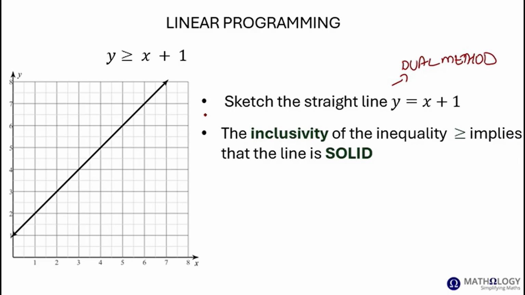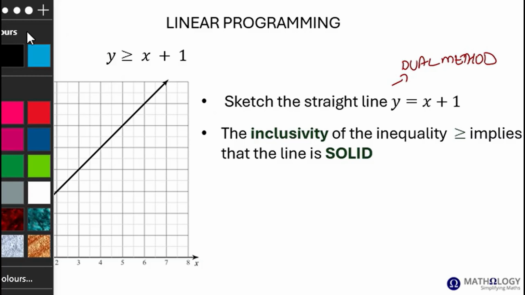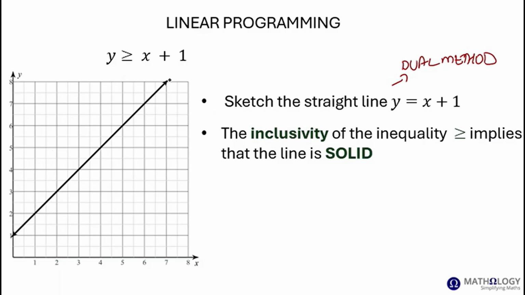In other words, the inclusivity we're referring to is that little line underneath the inequality. If that is present there, it implies inclusivity. That means that the value, the smallest possible value of x plus 1, is included in the solution to the inequality. So this inclusivity, y is greater than or equal to, implies that the line is solid, as indicated.